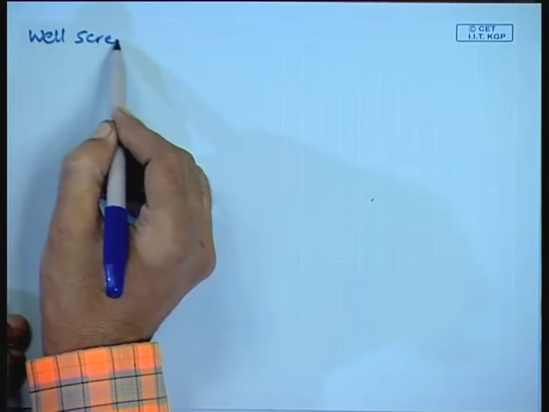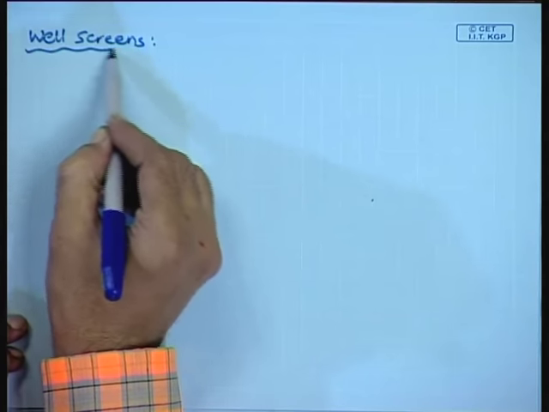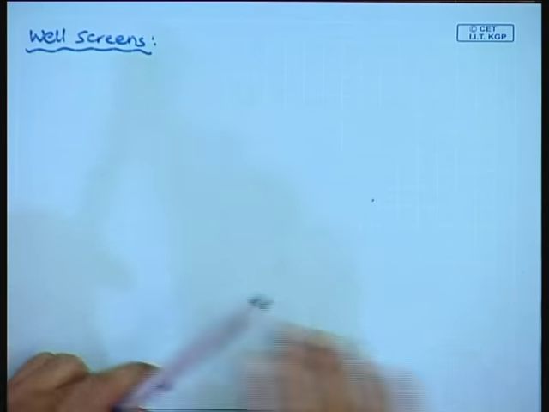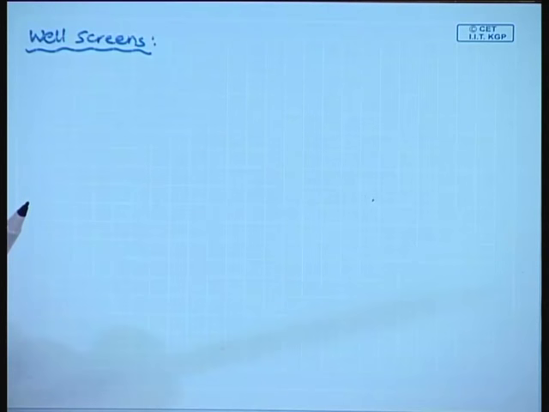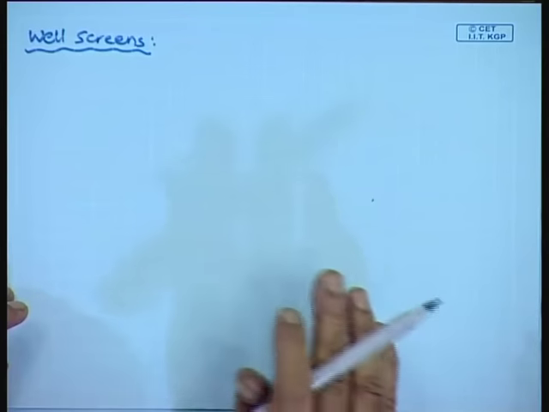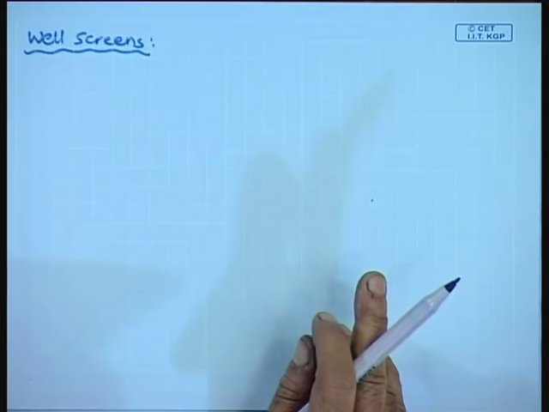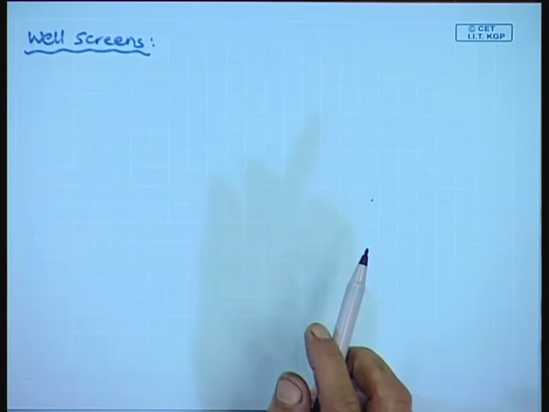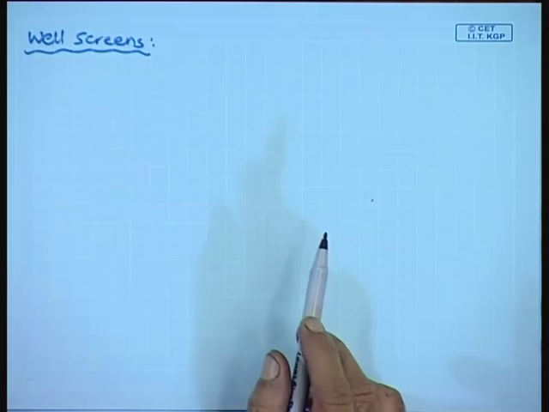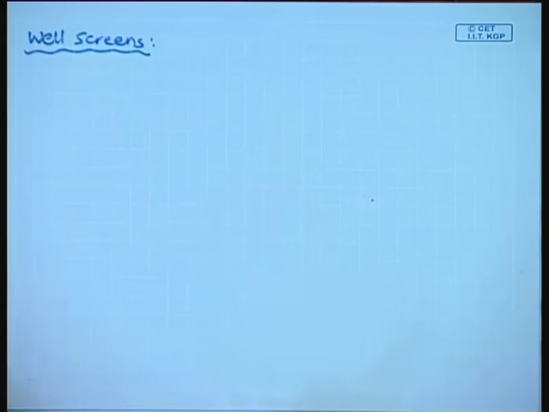And then next we will go to the well screens. Here in the well screen, it is basically some kind of perforation on the lateral surface of the well, through which only a limited amount of soil particles will be allowed.